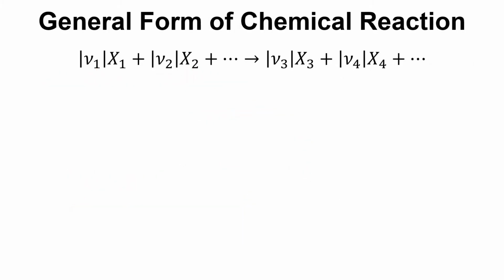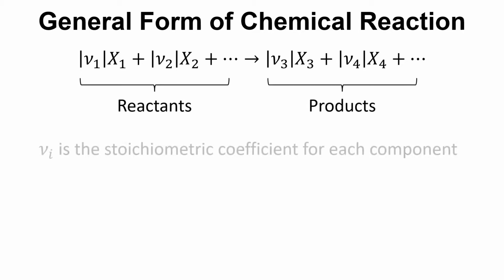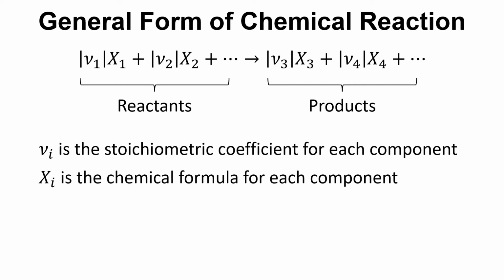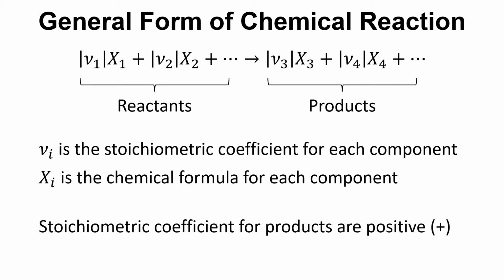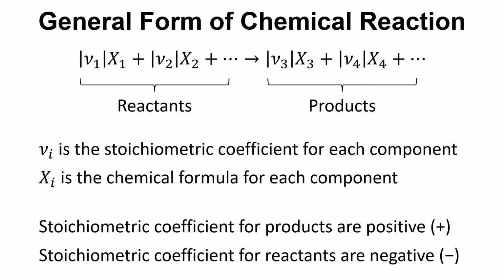Okay, the general form of a chemical reaction is shown here. We've got the reactants and the products. The stoichiometric coefficients for each component are given, as are the chemical formula for each component. So this is just a very general, generic form of chemical reaction. Also to note, stoichiometric coefficients for products are positive because they're being created through the reaction, and stoichiometric coefficients for reactants are negative because they're being consumed.